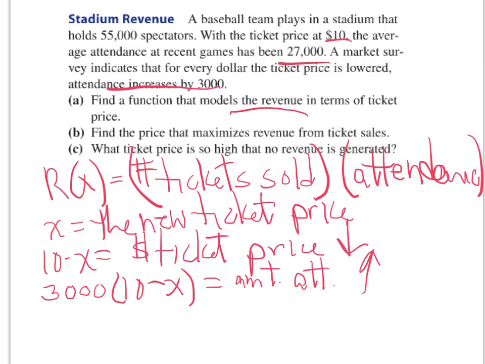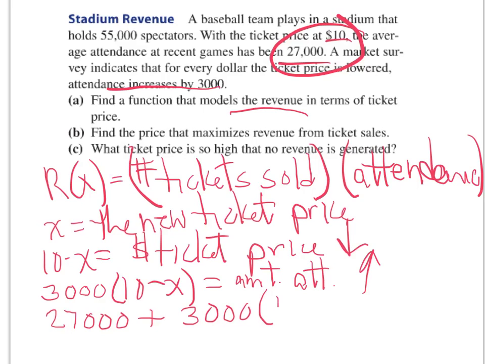So now what's the new attendance going to be? Well, the attendance is going to increase by that amount from what value? Well, the attendance has been 27,000 at the $10 price. So we can assume that that average of 27,000 will now be exceeded by, so we're going to add to that, 3,000 times 10 minus X. And that's the revenue function. No, that's not the revenue function. That's the attendance. That's the new attendance, sorry.